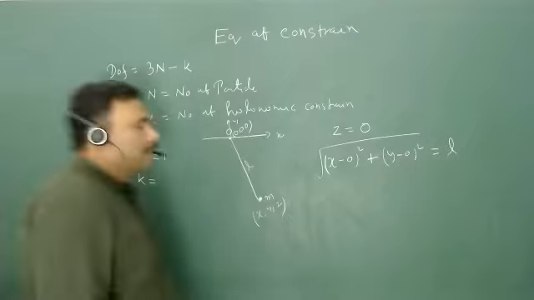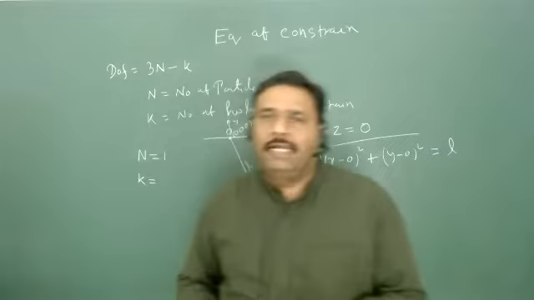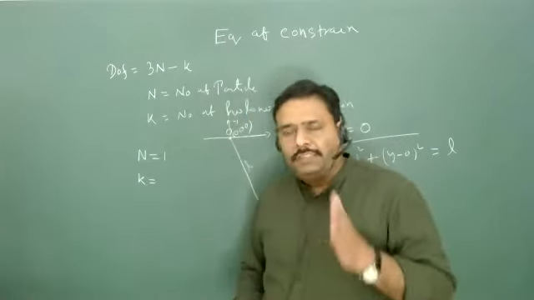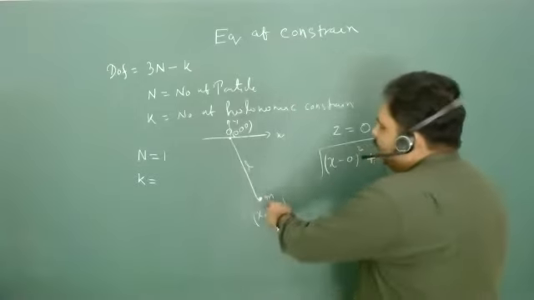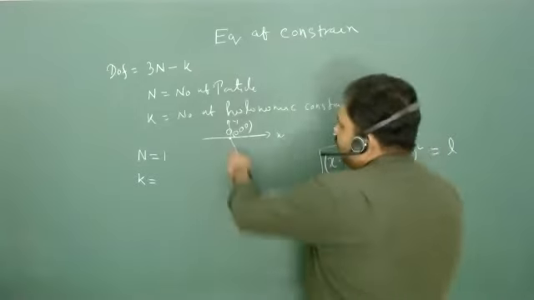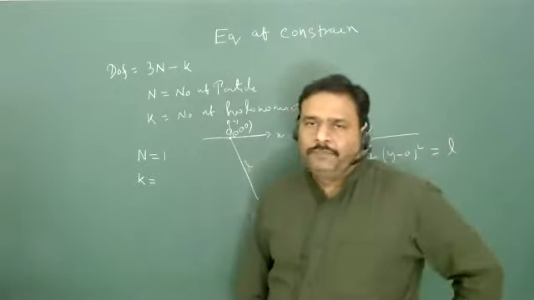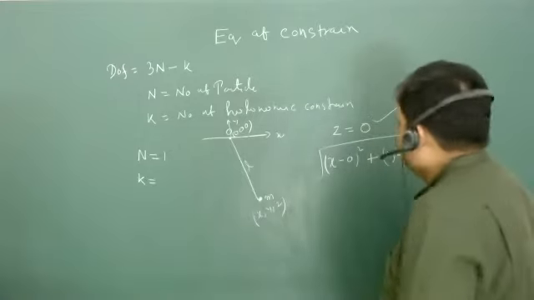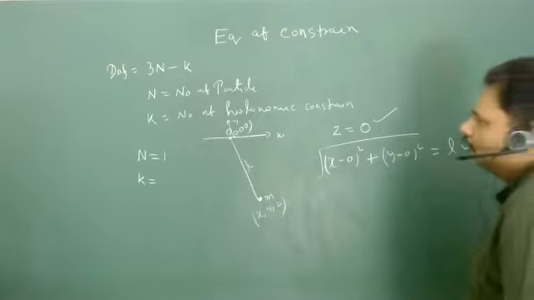There are two constraints. What is the first constraint? The first constraint is that the particle is confined to the xy plane. This is our first constraint. And the second constraint is that the length between the mass and this point O must always be fixed. So this is my second constraint. This will mathematically tell us the first constraint, and this will mathematically tell us the second constraint.